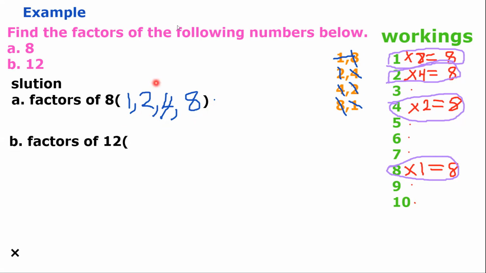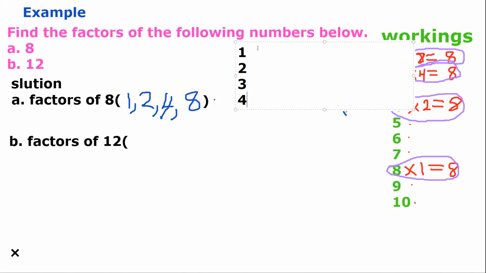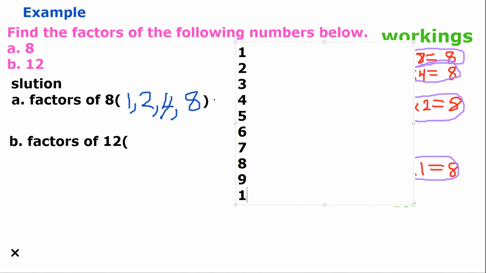So let's see the factors of 12. First thing you have to do is list your numbers 1 to 10 under workings. So 1, 2, 3, 4, 5, 6, 7, 8, 9, 10. Good.